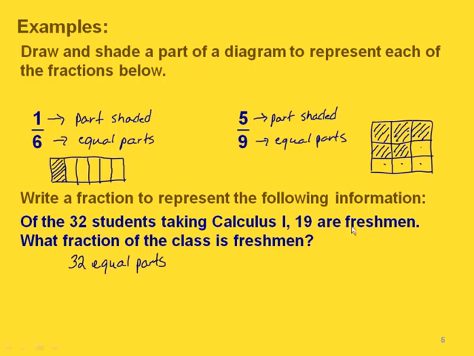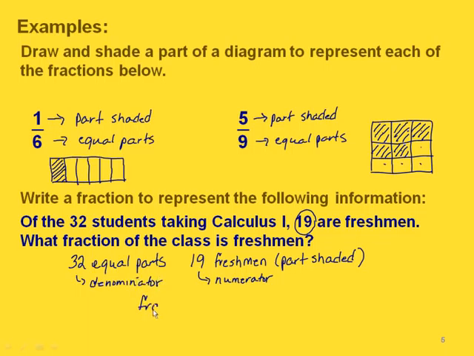And then if we were thinking about this as a picture, then the number of freshmen is 19, and we'd have 19 freshmen that we're trying to represent. So if we were drawing a picture, this could be our part that we would shade. That means that 19 is going to be our numerator, and that means that 32 is going to be our denominator.